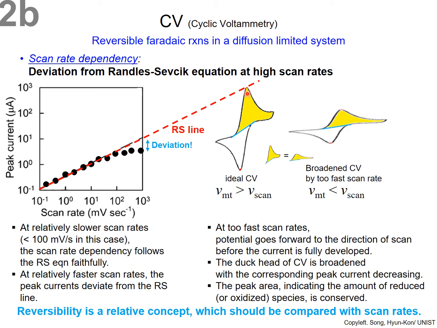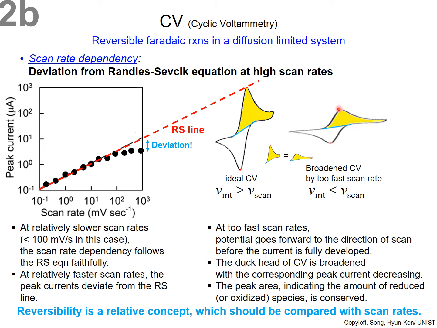However, because the potential goes forward in the direction of scan before the current is fully developed, the duck head of the cyclic voltammogram is broadened like that, with corresponding peak current decreasing. So the current peak decreases from the ideal case to the real case like that, because the duck head of the cyclic voltammogram is broadened.